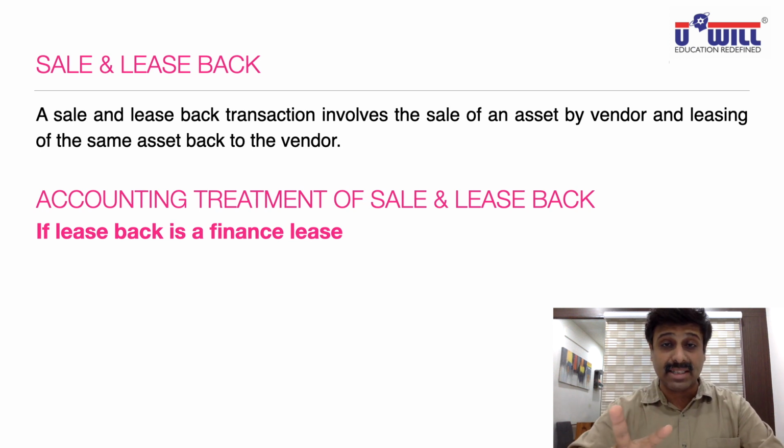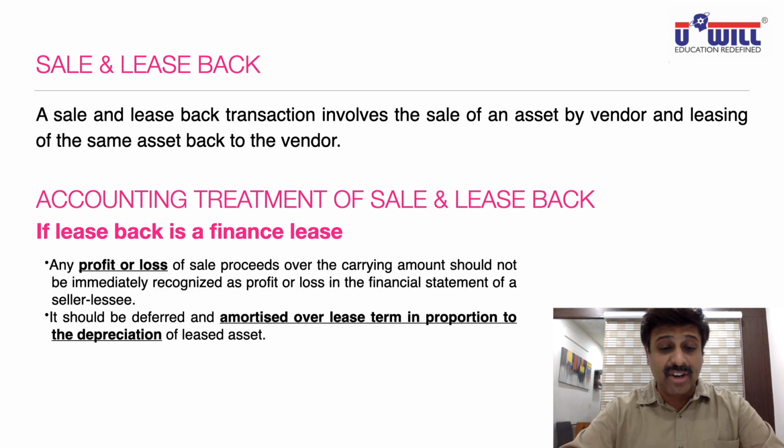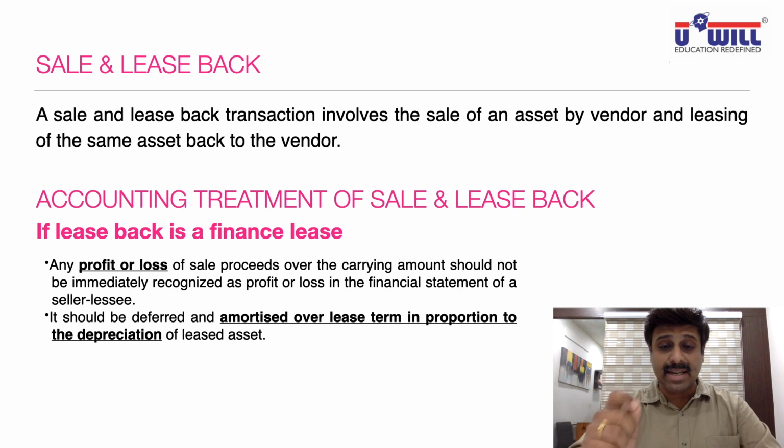I gave you two examples in the beginning. First of a car, that was a finance lease because the whole life of the car is utilized by me. Second example I gave you of property, that was an operating lease. So first one: if I sell my car to someone else and I take it back on lease, what will I do? Any profit or loss of sale proceeds over the carrying amount. All of you underline carrying amount and write book value. In your study material you have this point. So underline the word carrying amount and write book value.